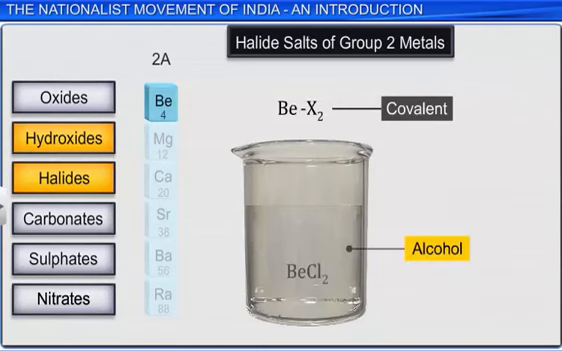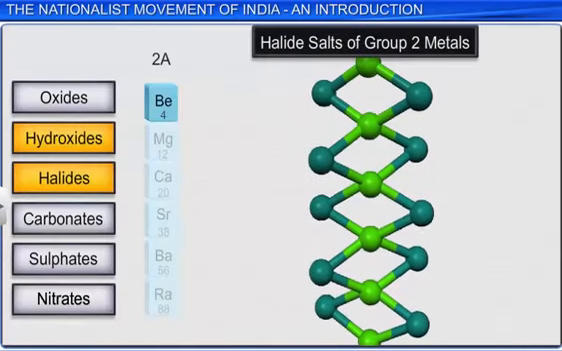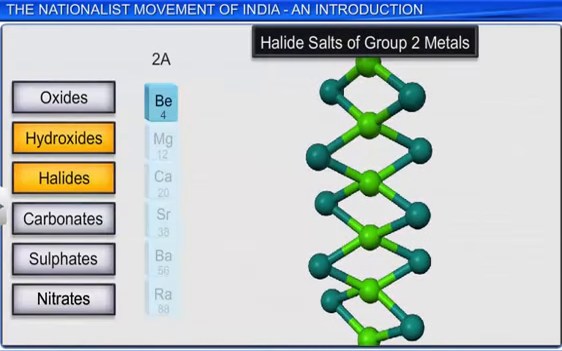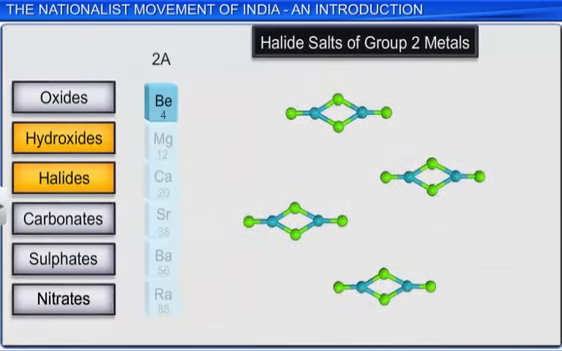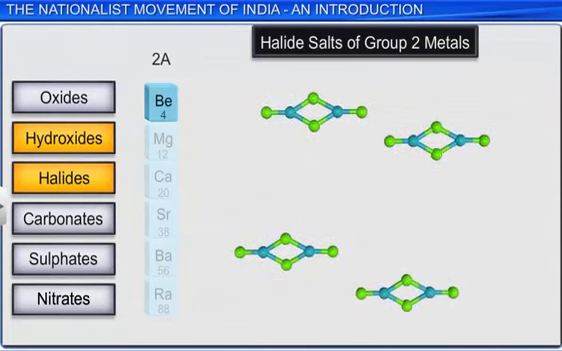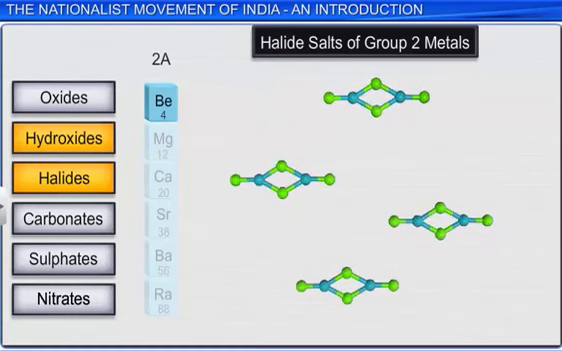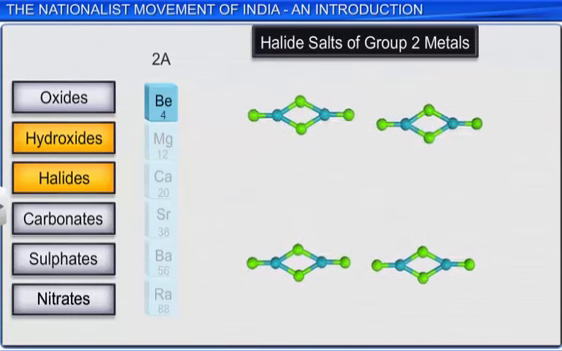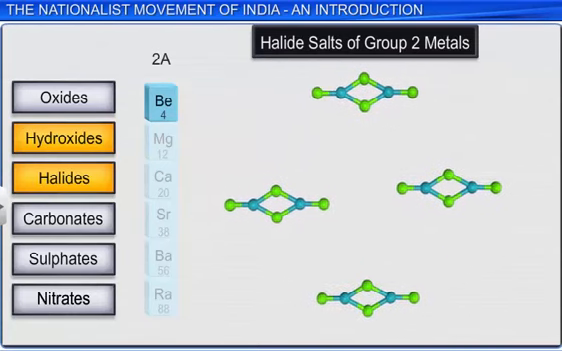In the solid state, beryllium chloride has a chain structure. However, in the vapor phase, beryllium chloride forms a dimer. These dimers dissociate into monomers at very high temperatures.